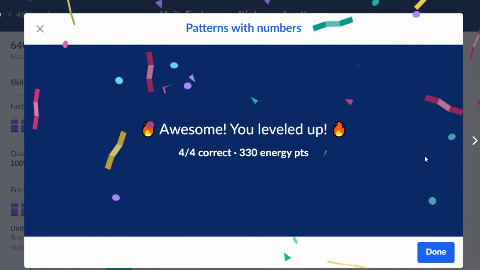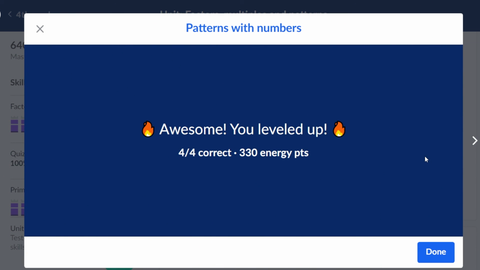Patterns with numbers. I like it when teachers showcase the playful side of numbers and have students solve fun problems instead of just doing a bunch of long division over and over and over again. I like stuff like this.